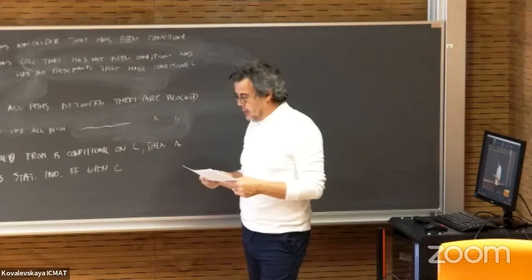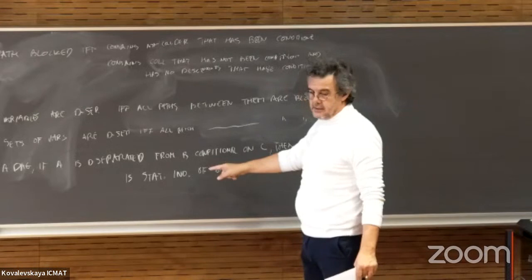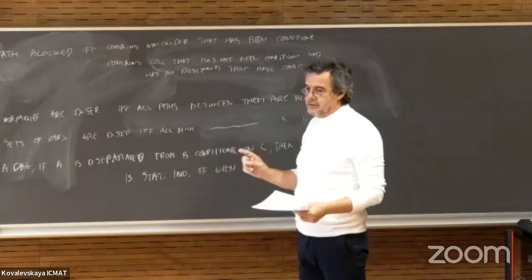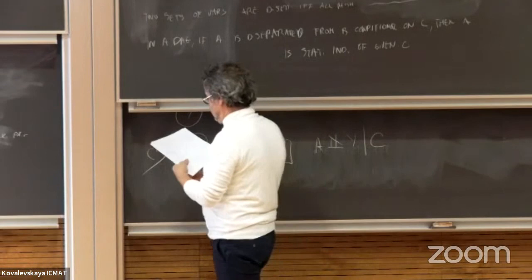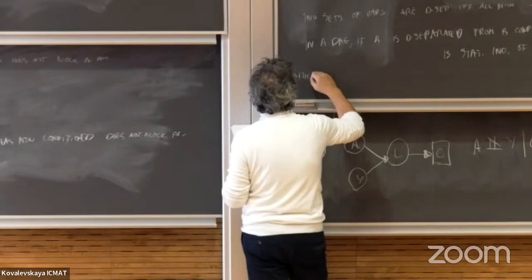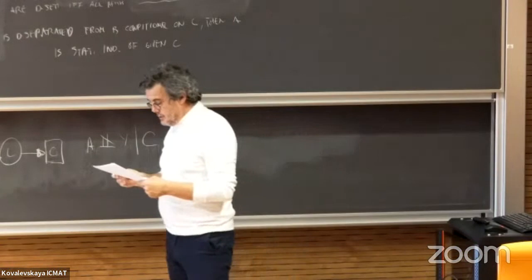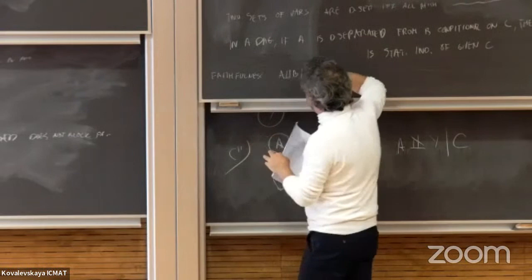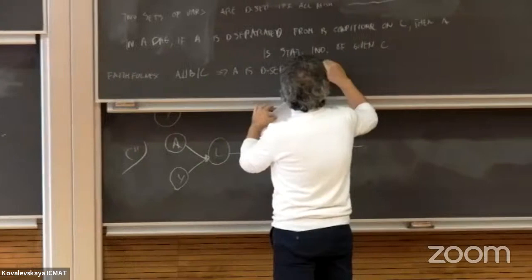Now, this goes in this direction. Somebody could ask about the other direction, and this doesn't always happen. For this, there is a property called faithfulness. So the other way doesn't always happen, and when it happens, the property is called faithfulness: whenever A is independent of B given C, this implies that A is d-separated from B given C.